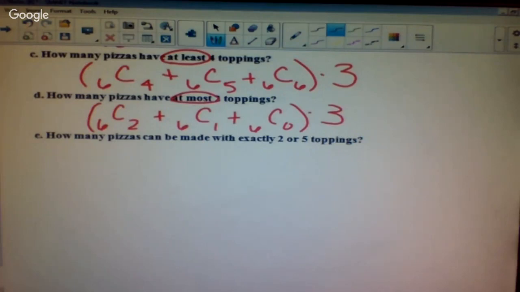How many pizzas can be made with exactly 2 or 5? So you gotta add right there. 6C2 plus 6C5. I don't care about anything in between. It says exactly 2 or 5, times 3.